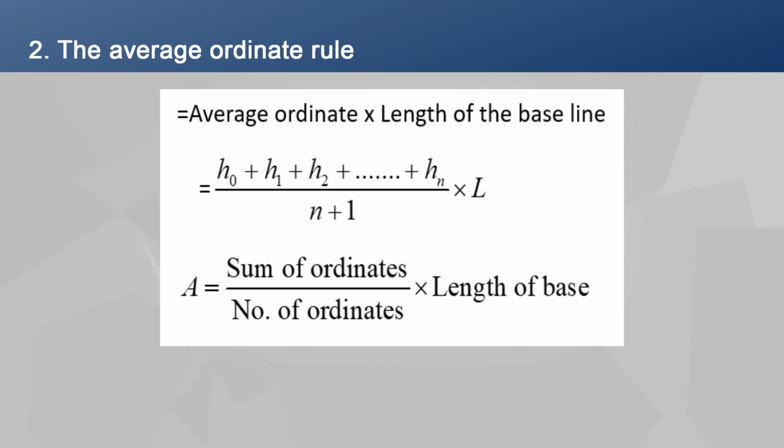How will we get the average ordinate? It will be sum of ordinates divided by number of ordinates. So, area will be equal to sum of ordinates divided by number of ordinates into length of the baseline. You can see the sum of ordinates is h0 plus h1 plus h2 up to hn. Number of ordinates is n plus 1 in this figure.